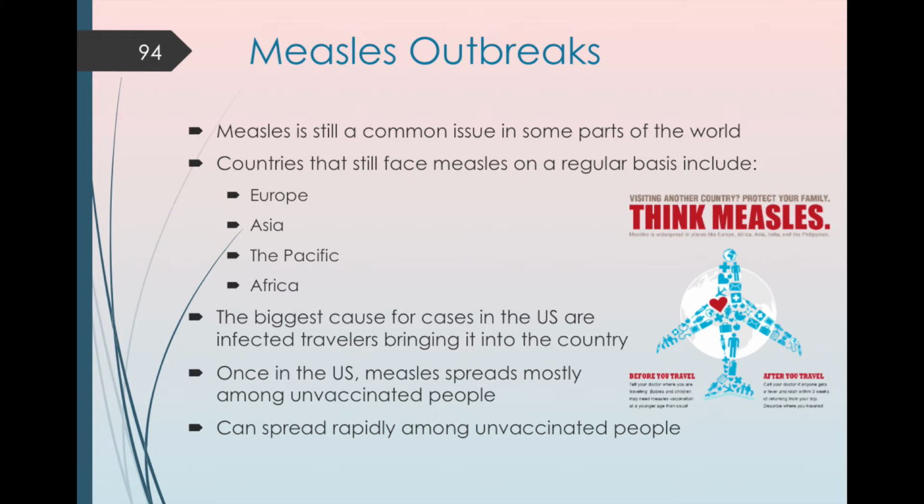Once measles enters the United States, it can spread rapidly, and it generally spreads among unvaccinated people. Again, in the United States, our largest groups of unvaccinated people include unvaccinated children and immigrants.